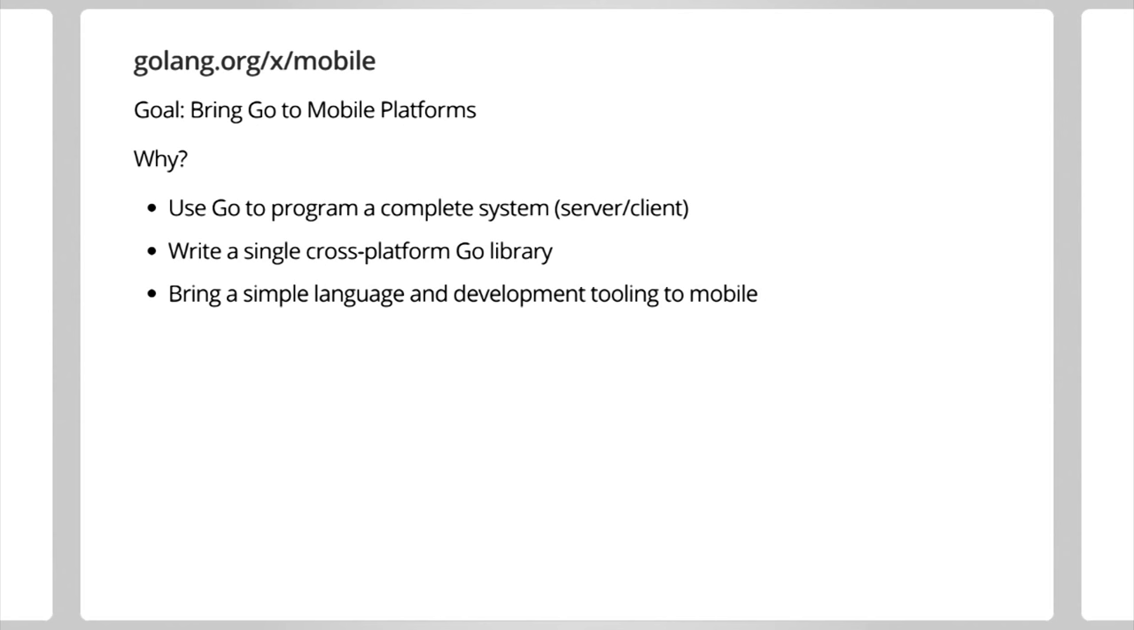Why do we care? Go has been known to be great for server programming. If we can program mobile apps using Go, we can basically use Go to program a complete system from server to the end user client mobile app. That is great. And also we can write a single cross-platform Go library to do the interesting job, and then we can use it almost everywhere. And also, we can bring a simple language that we love, Go, and its development tooling to mobile platforms. That is fantastic.